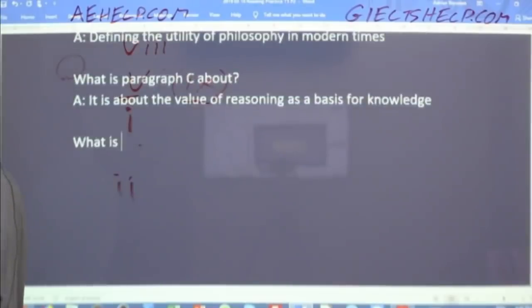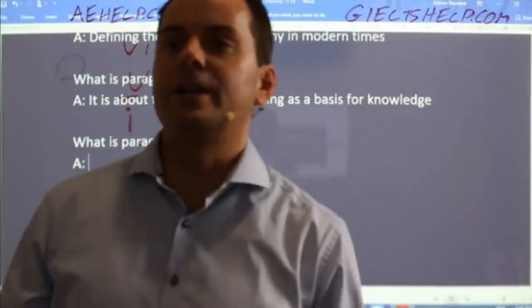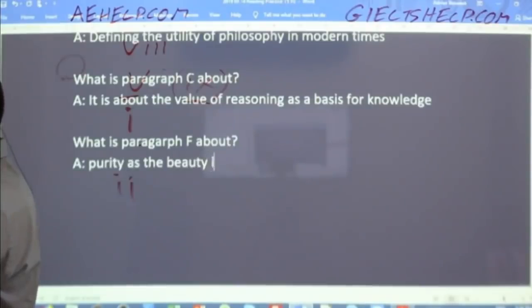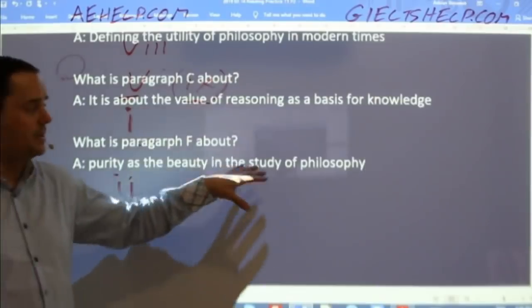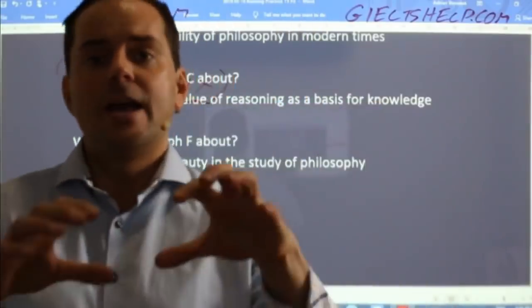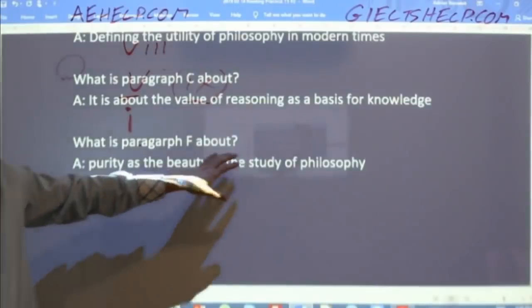So what is paragraph F about? It is about the purity of philosophy, or purity in philosophy. Sure. If I take what a few of you students are saying, Suraz Khan, it is the purity as the beauty in the study of philosophy. Right? So again, that's why I decided to just write one more down like this, students. I want to show you that you really want to give a very clear answer. So make your answer complete and clear when you're doing this. All right? So purity as the beauty in the study of philosophy.